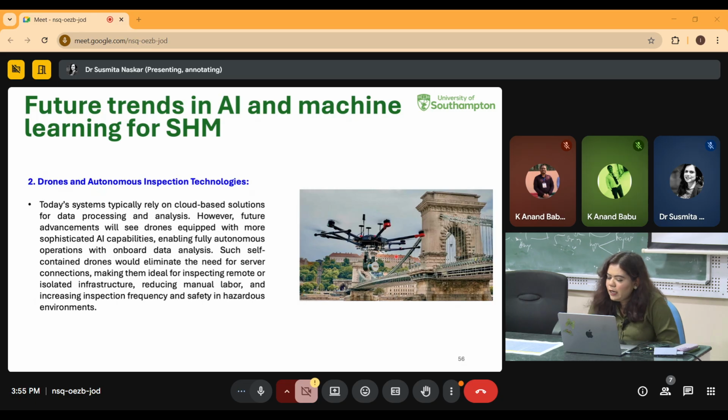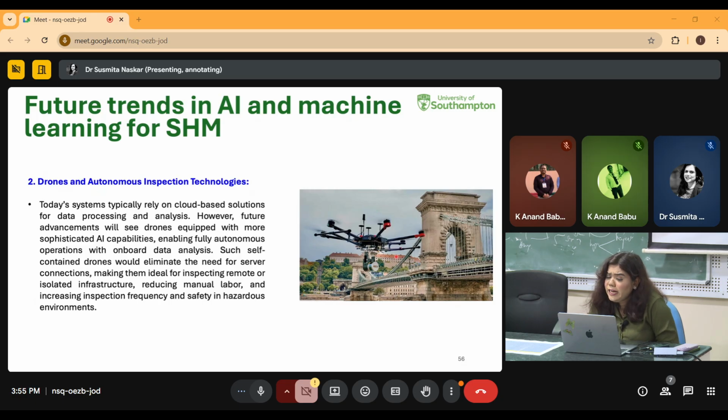So they will reduce the manual labor, they will increase the frequency of the inspection, and they will improve the safety in the hazardous environment, right? So essentially this shift moves drones from being just simple data collection methods to very intelligent agents capable of real-time analysis and immediate decision making.